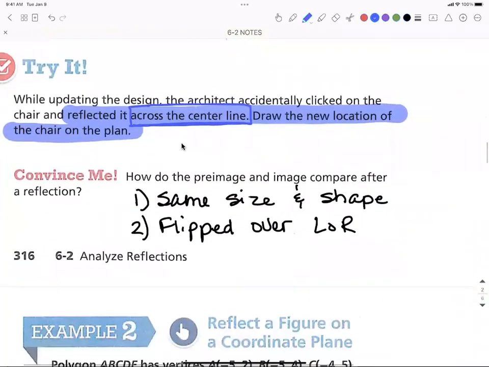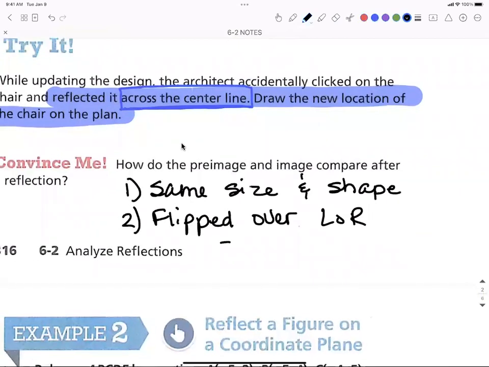So how do the pre-image and image compare? Okay, this is from that first page that you guys wrote down. They're going to be the same size and shape. They are going to be flipped over the line of reflection. And what that changes, and I don't have it here, but it changes two things. One, it changes the location, right? Which we're used to. Translations did that too. But it also changes the orientation.